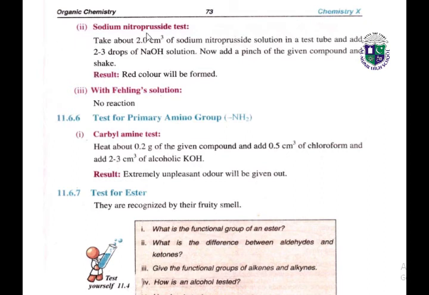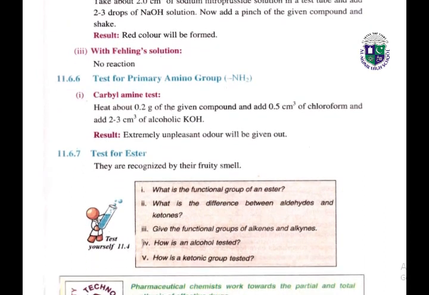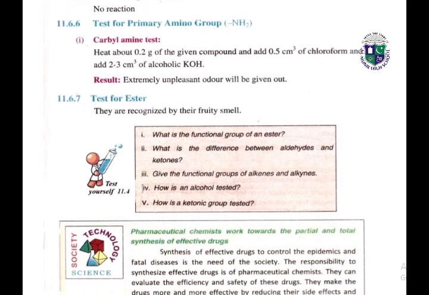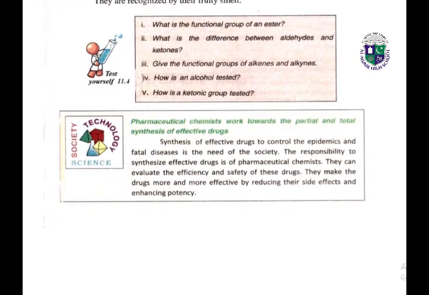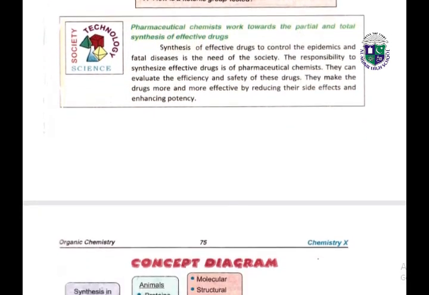Sodium nitroprusside test. Take about 2.0 centimeter cube of sodium nitroprusside solution in a test tube and add 2 or 3 drops of NaOH, sodium hydroxide. Now add a pinch of the given compound and shake. Red color will be formed. Next, Fehling's solution, no reaction will take place. Next we have the test for the primary amine group and then test for the ester. So students, it's all about the functional groups.